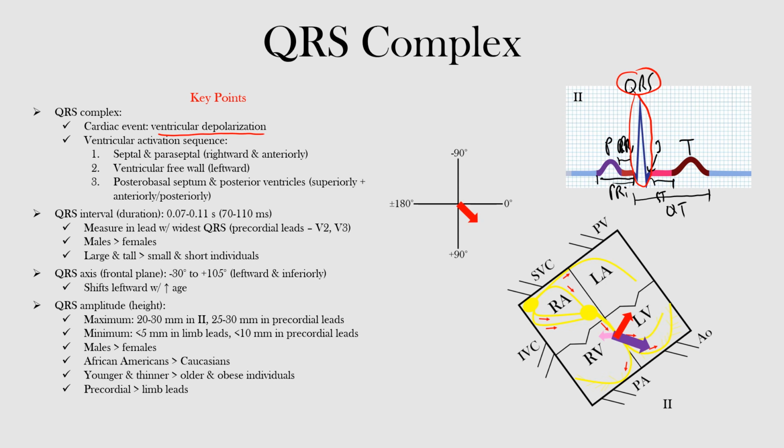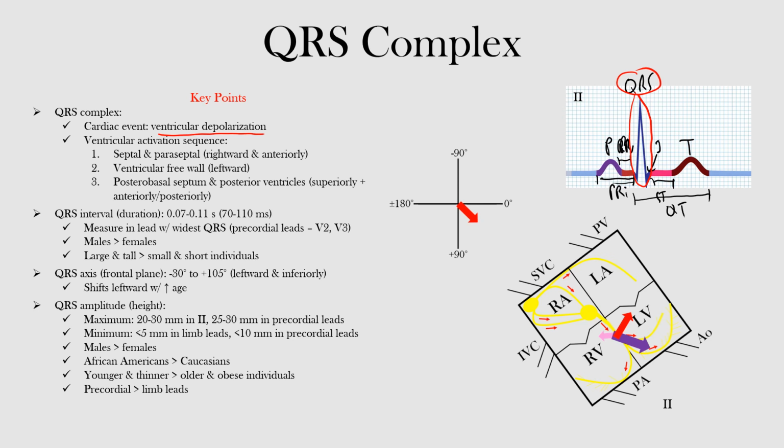The first vector represents septal and paraseptal activation. This vector is directed rightward and anteriorly, in a left to right direction. It may also appear as a small Q wave at the beginning of some QRS complexes.